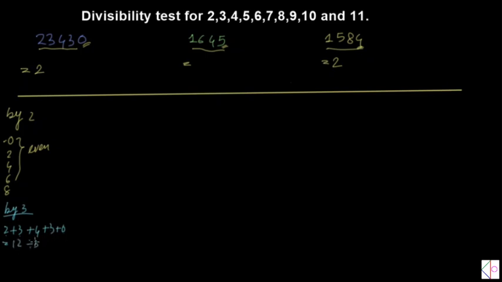So 12 divided by 3 is 4, isn't it? So it is exactly divisible by 3. We can write 3 here. So that is divisible by 3.